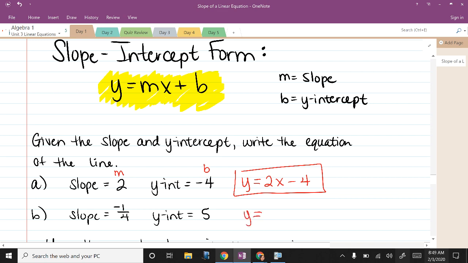So y equals, what's my M? -1/4 x. What's my B? +5, so we say +5. If your B is positive, put a plus here. If your B is negative, put a minus here. Don't put double signs. Don't put plus or plus minus. That's not simplifying. Okay?